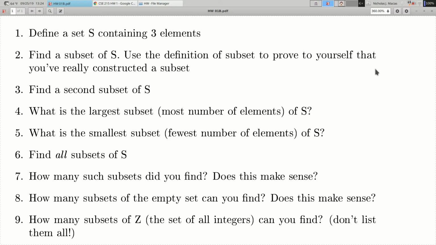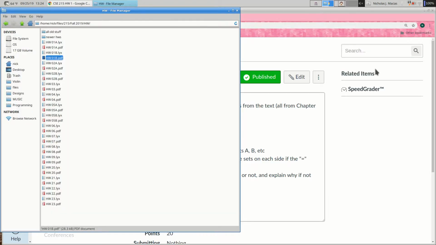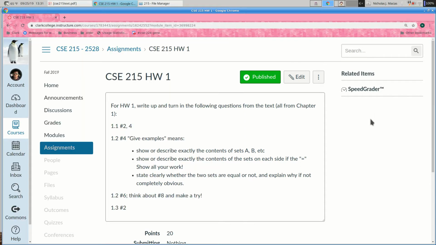So let's take a 5-minute break. Let's come back at 1:30 and let's start talking about set operations that you're going to need to know for the homework. And I will glance at the homework so I know what to talk about.